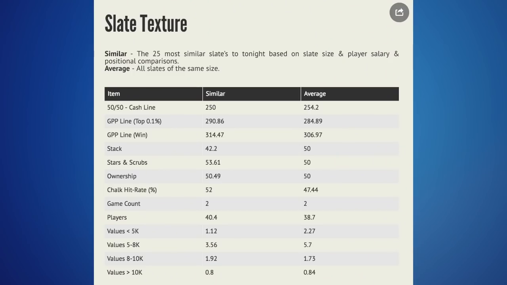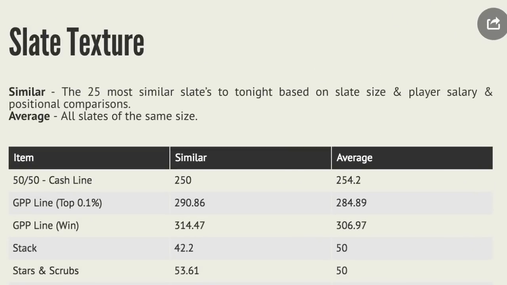So I'm going to walk through the different charts that are available in our Slate IQ for NBA. The first chart is called Slate Texture. It has two main columns: one is similar and one is average. Similar comprises the 25 most similar slates that I talked about, the ones matched to today's slate, with very similar attributes, found in our historical results dating back through the 2016 NBA season. Average is the average of slates with a game count matching today's slate.